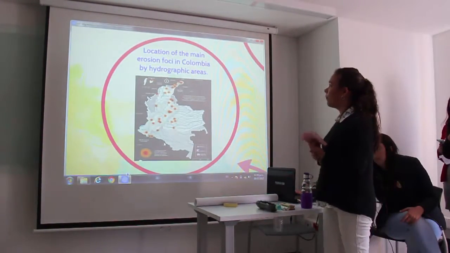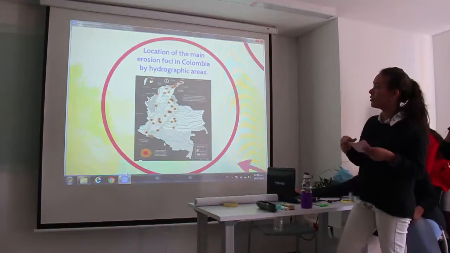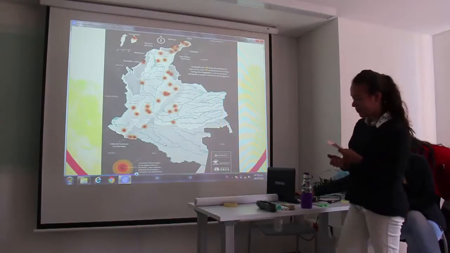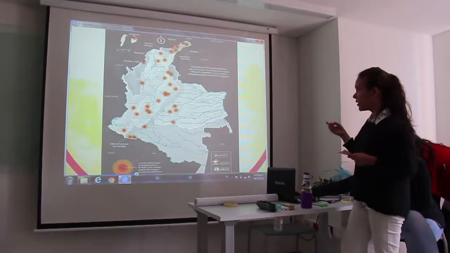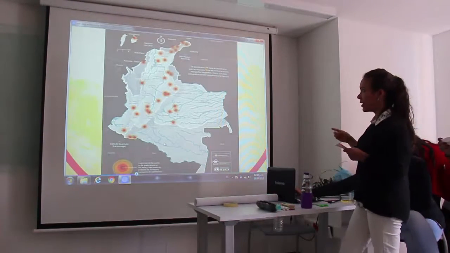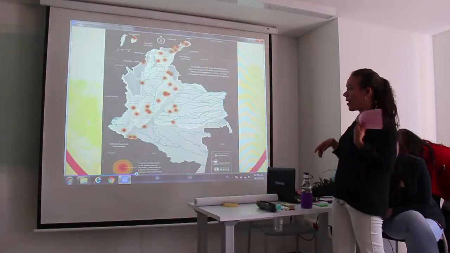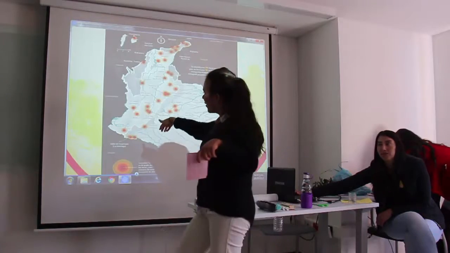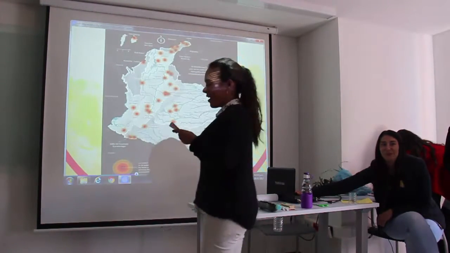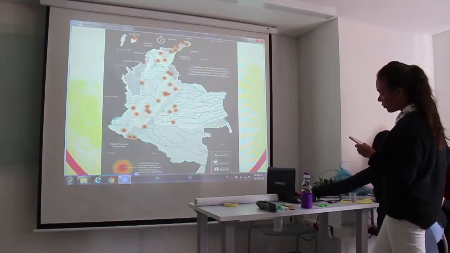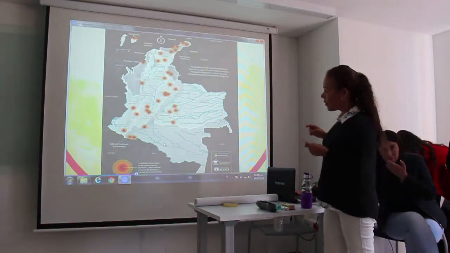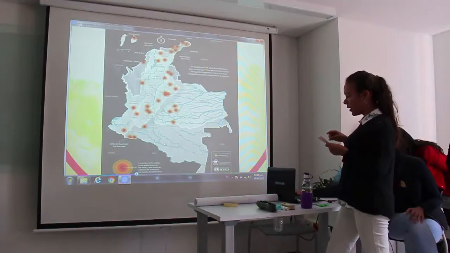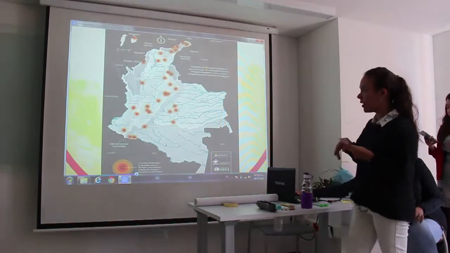Location of the main erosion foci in Colombia by hydrologic areas: 34 erosion foci were identified in the country, of which 16 are located in the Andina region, which makes up this part. The main foci of erosion are located in the dry areas of the country, in particular on the slopes of the Eastern Mountain range, in the Caribbean, and in the Andina region.